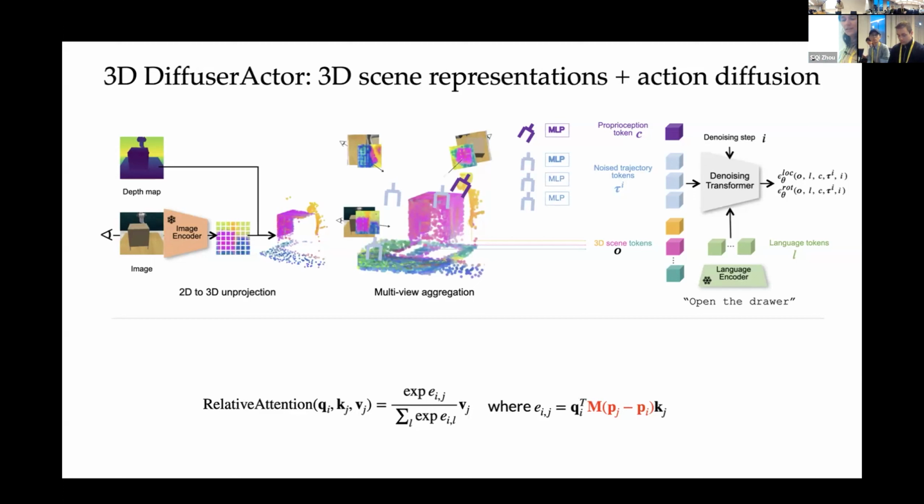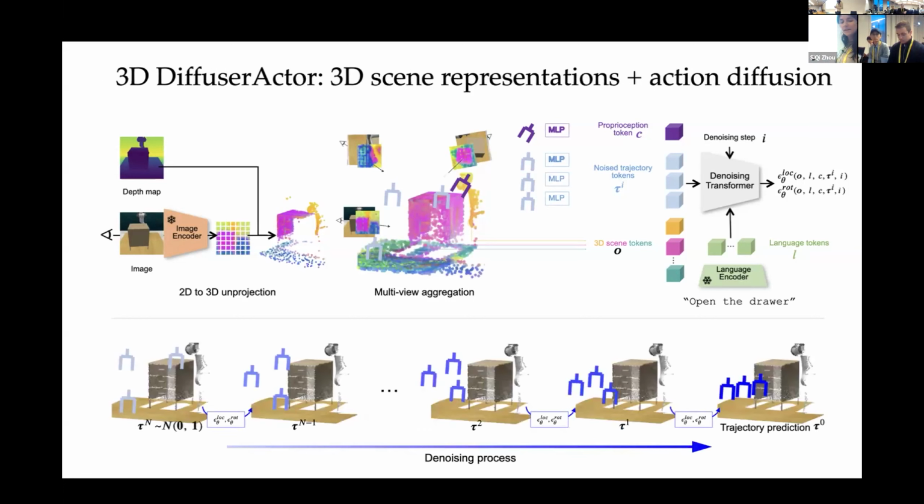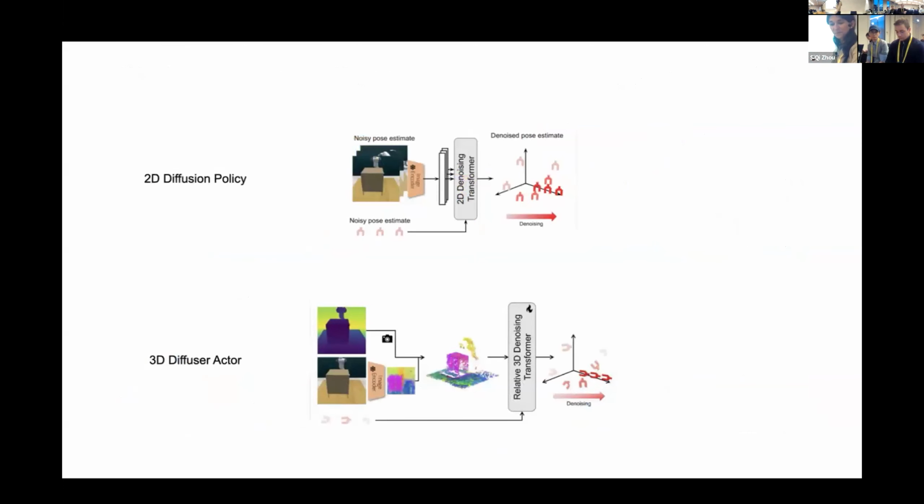So we essentially have translation equivariance built into this architecture. At test time, you sample from the standard normal distribution, random noise, and you iteratively denoise this trajectory or key pose. For some benchmarks, we predict trajectories. For other benchmarks, we predict a target key pose, and then we use motion planners to go there. And you iterate and get your final trajectory out.